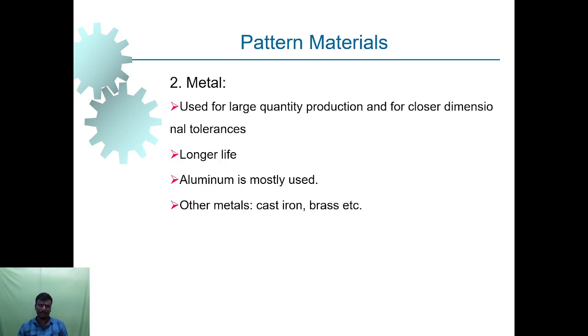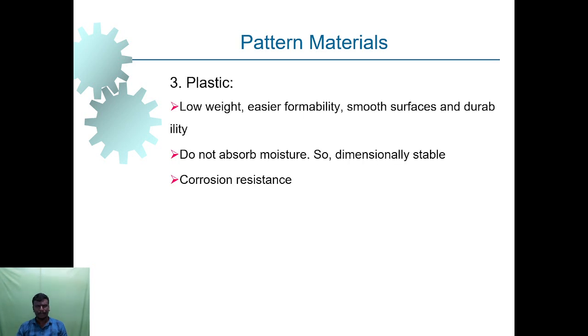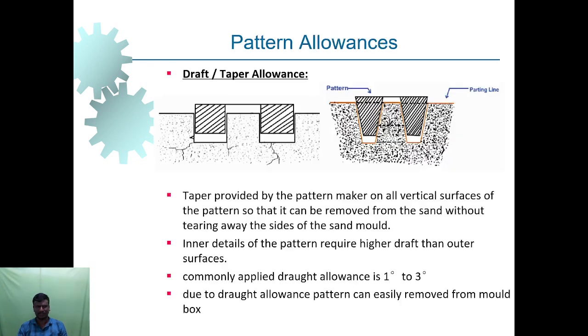The next pattern material is metal. Metal is used for large quantity production and closer dimensional tolerance, and has a longer life. Aluminum is mostly used, and other metals are cast iron, brass, etc. The next pattern material, plastics: low weight, easier formability, smooth surface and durability. They do not absorb moisture, so they are dimensionally stable and corrosion resistant.